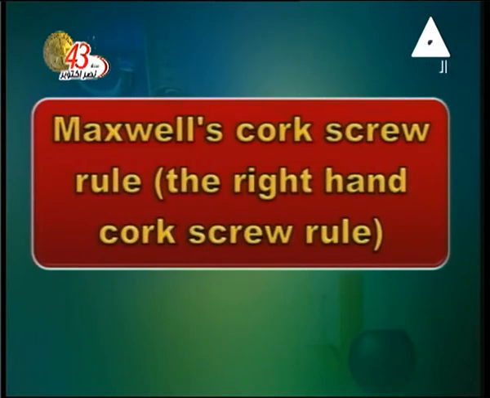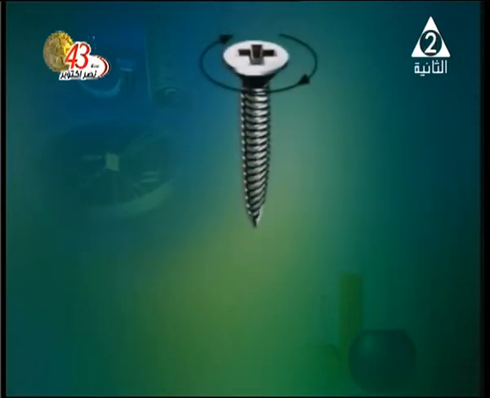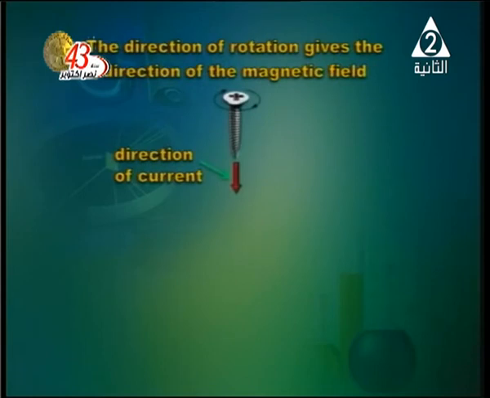Also, we could use Maxwell's corkscrew rule. We call it the right-hand corkscrew rule. What about Maxwell's corkscrew rule? It states the direction of rotation of the corkscrew gives the direction of the magnetic field if the corkscrew is driven in the direction of the current.